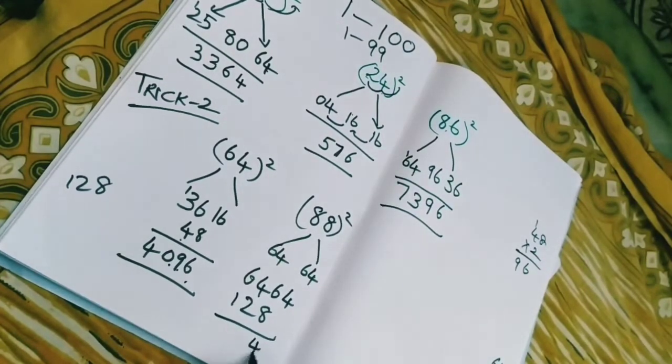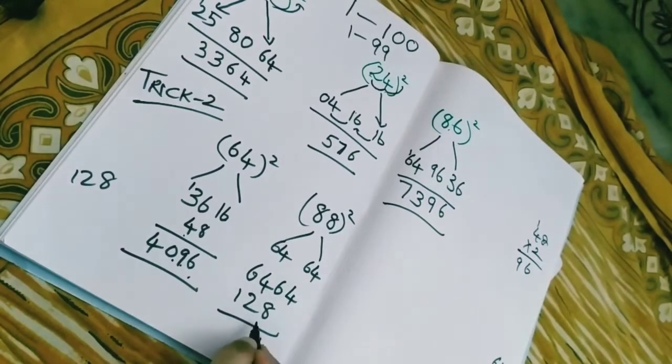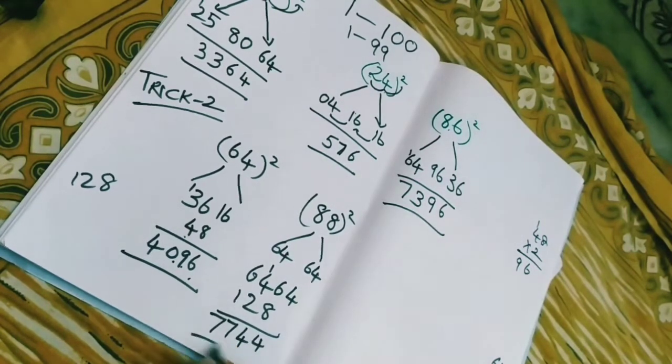So you will get 4, then 6 plus 8 is 14, 4 plus 2 is 6, and 7, 6 plus 1 is also 7. That's it. So 88 square is 7744. Very simple, isn't it?